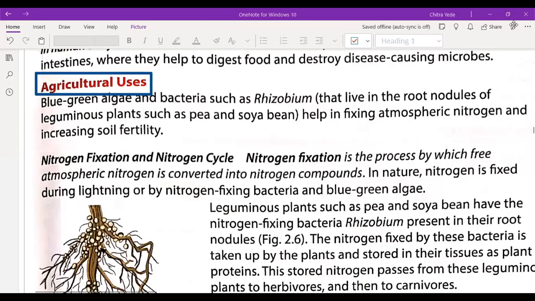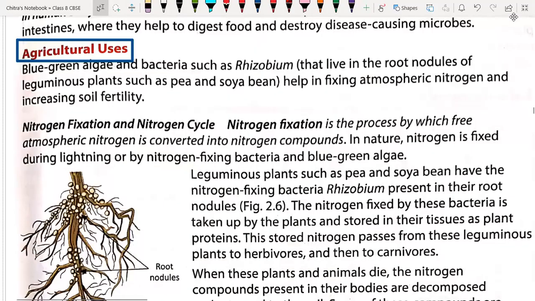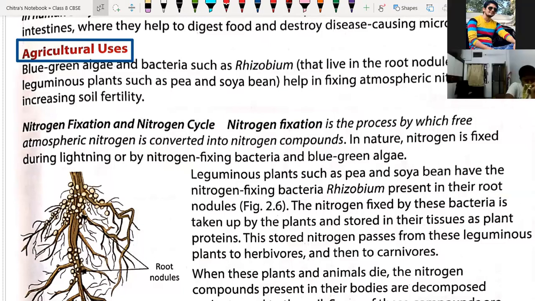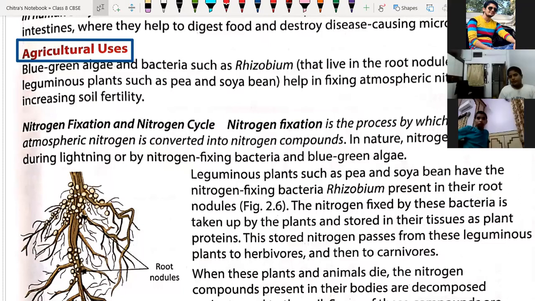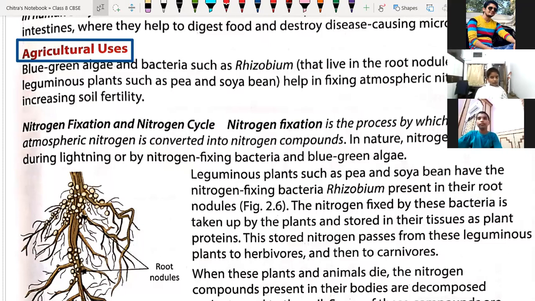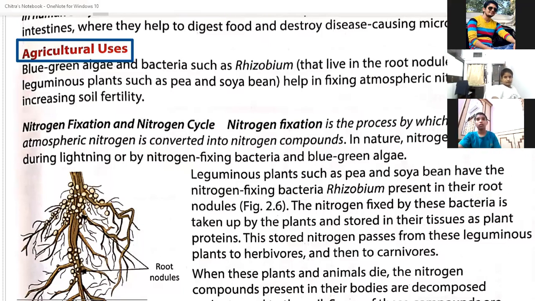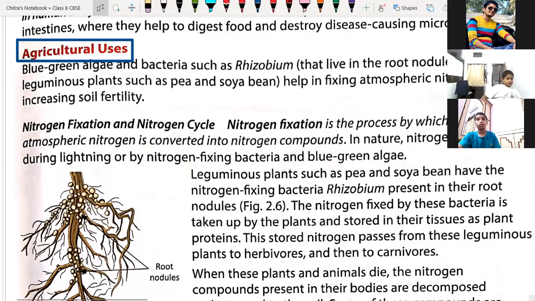Hello everyone. Today we are going to start the agricultural uses of microorganisms. It's really very important if microorganisms help farmers to increase their crop yield without using chemical fertilizer. Then farmers can save their cost, and the fertility of soil will also get maintained if we use microorganisms. So let's discuss how microorganisms are going to help in the agricultural field.